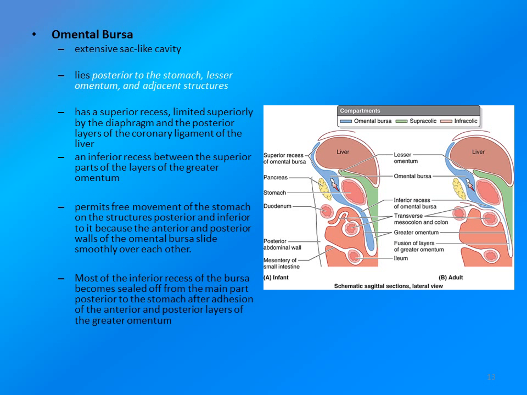The omental bursa is a sac-like cavity, and it lies directly posterior to the stomach, the lesser omentum, and adjacent structures. Here we outline it in blue and using the diagram at the right. It is a superior recess that's limited by the diaphragm and posterior layers of the coronary ligament of the liver. Its inferior recess is between the superior parts of the layers of the greater omentum.